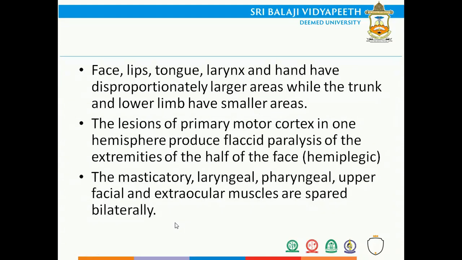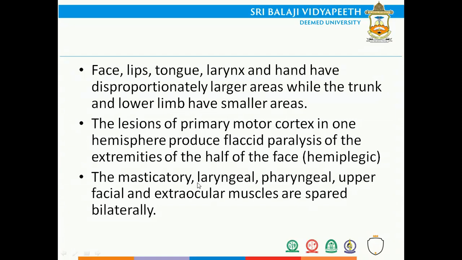So the face, lips, tongue, larynx, and hand are disproportionately larger areas, while the trunk and the lower limb have smaller areas. Lesions of the primary motor cortex in one hemisphere produce flaccid paralysis. Whenever there is a lesion in the primary motor cortex, it will induce paralysis, called flaccid paralysis, of the extremities and the lower part of the face. And that we call hemiplegia.